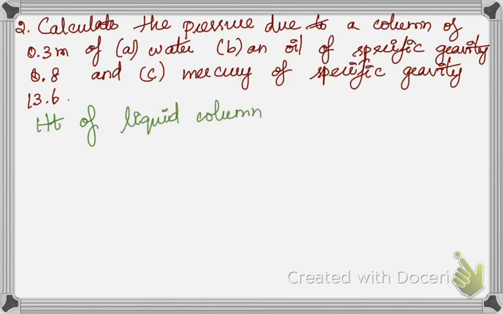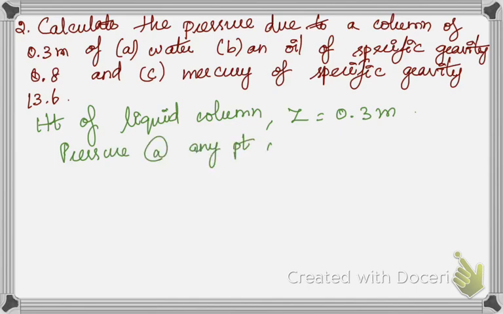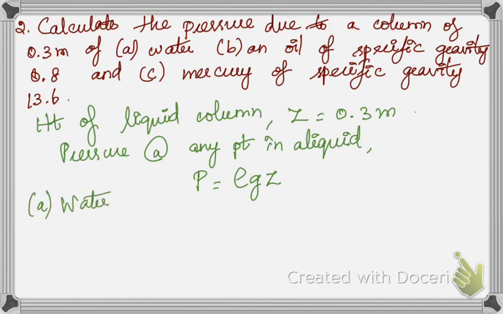Height of liquid column, say Z is equal to 0.3 meter, and we know that pressure at any point in a liquid, that is, we are going to use our hydrostatic law, P is equal to rho G Z. We are going to use this formula. So the first liquid is going to be water. So for water, P is equal to rho G Z.